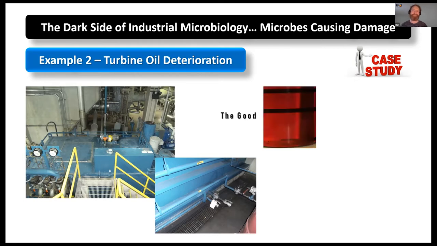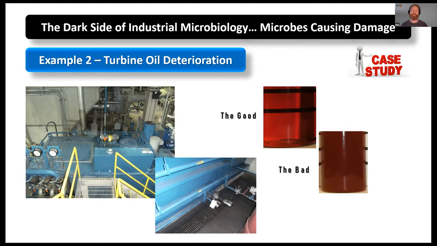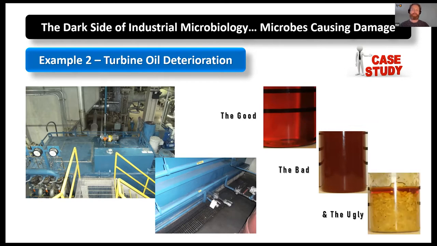When things are working well, you have nice clear oil. This is what turbine oil looks like as it's in use. As water becomes dispersed in the oil, it gets hazy. You can't see through it anymore. And in the worst case scenario, we create, now, don't try this at home, and certainly don't eat it, something that's very similar to mayonnaise. It's an oil and water emulsion that really mucks up the works.